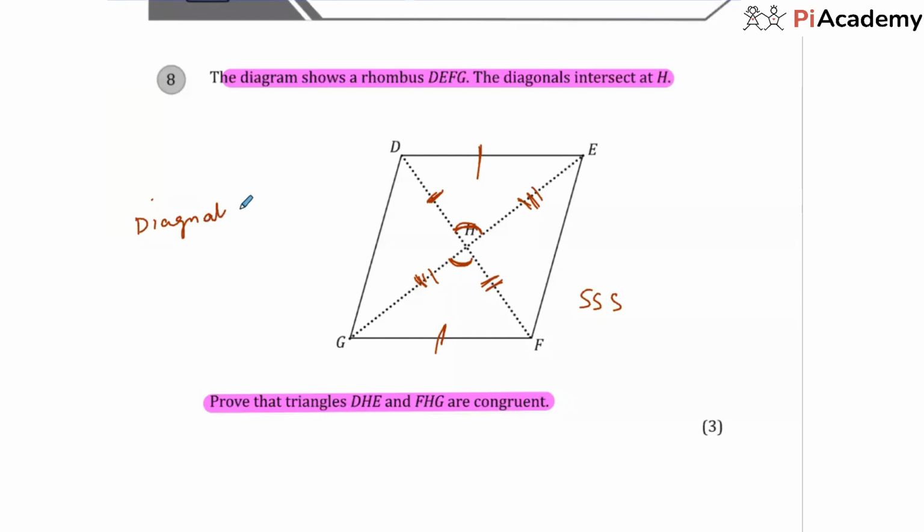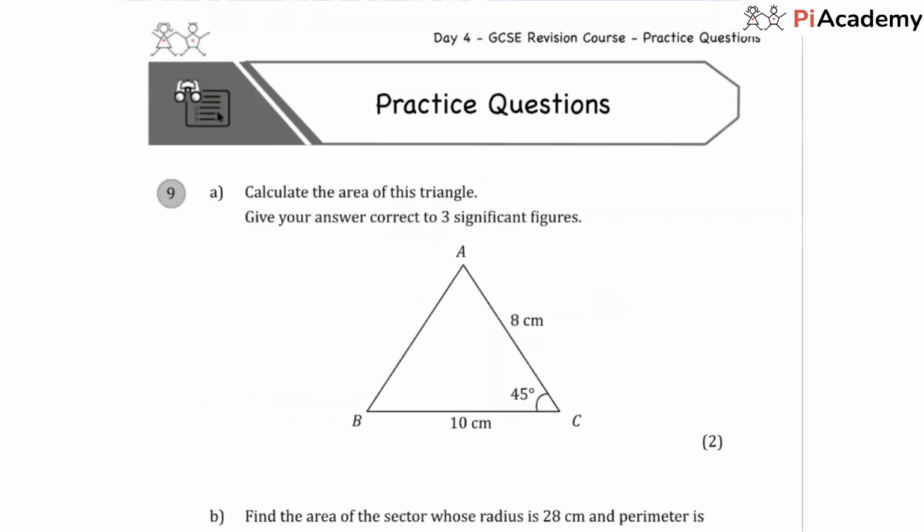So we need to know this property. Diagonals bisect each other. Wouldn't SAS also work for congruence? Yes, you can do that, with the vertically opposite angles. Wonderful. Makes sense, guys? Good. Let's go to the next question.